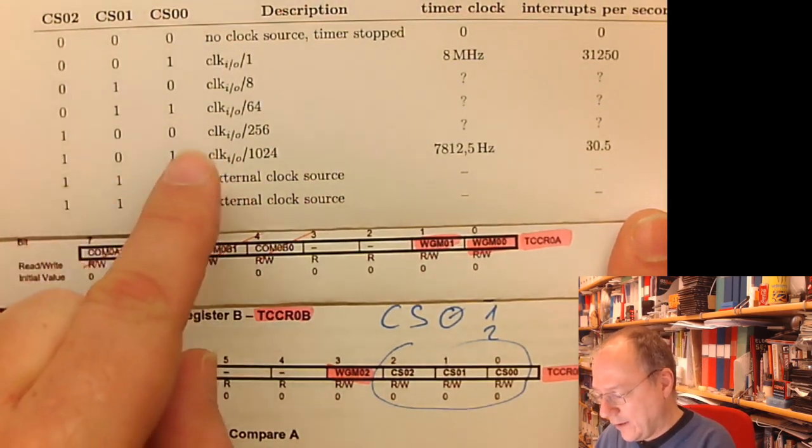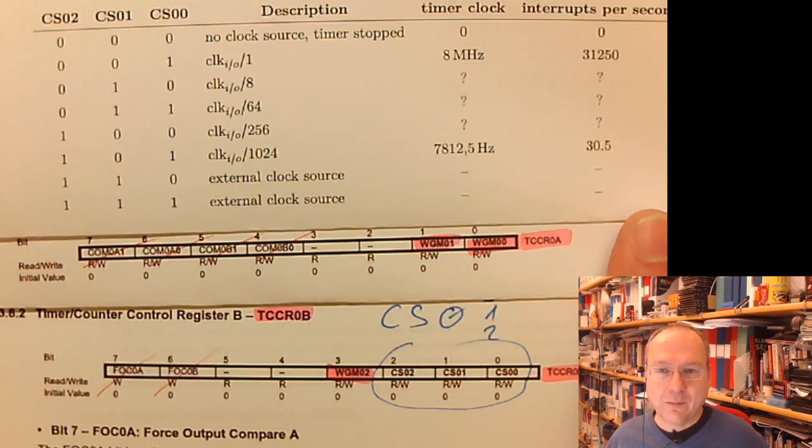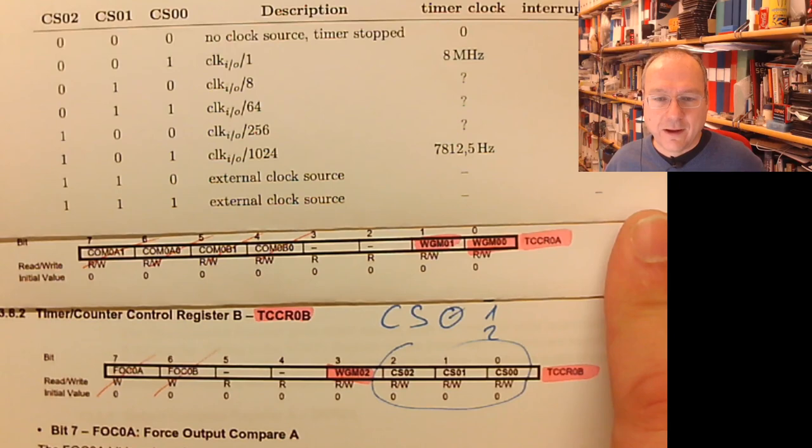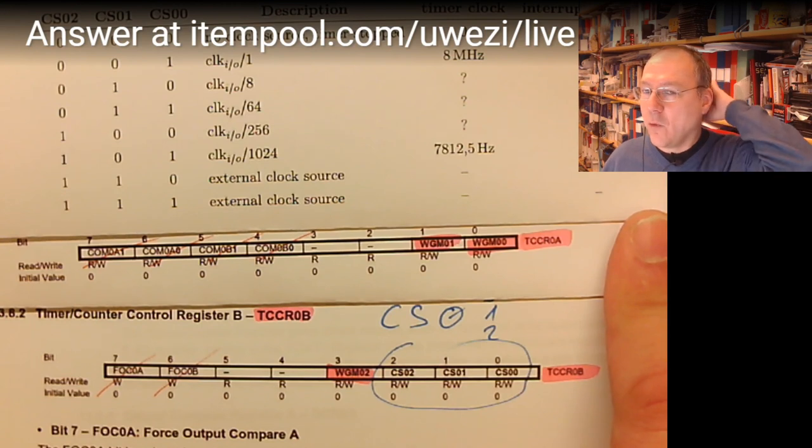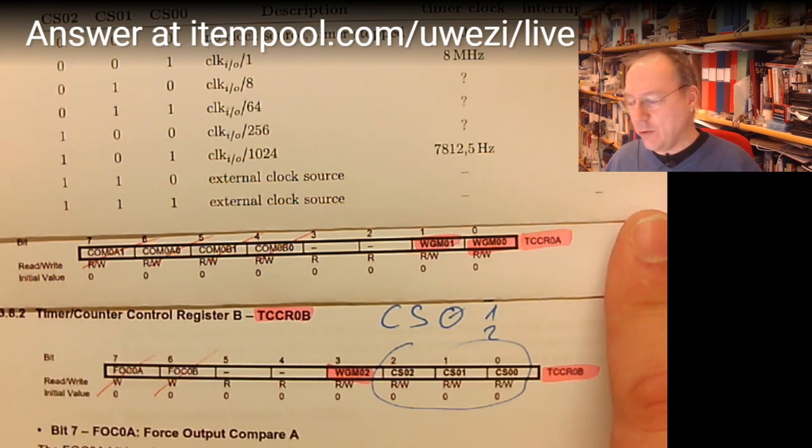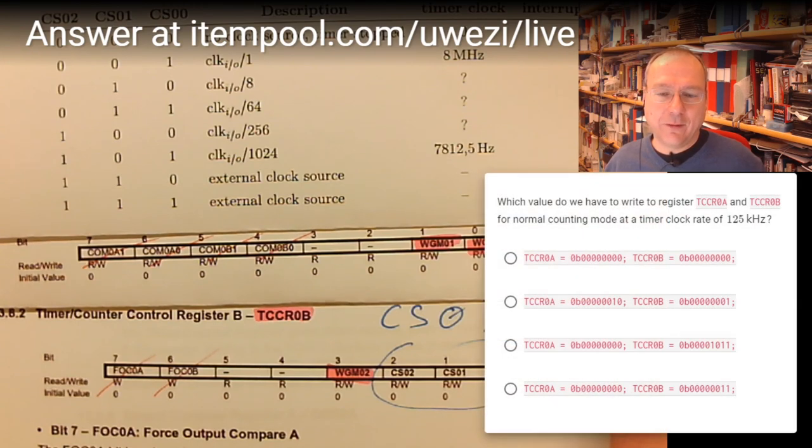clock prescaler. And my question on the item pool, let me find my OBS as well, document the item pool, transition, and activate the question: if we now want to run our timer at normal counting mode and a clock rate of 125 kilohertz, what would we have to do? I give you four suggestions here of bit settings for this register.